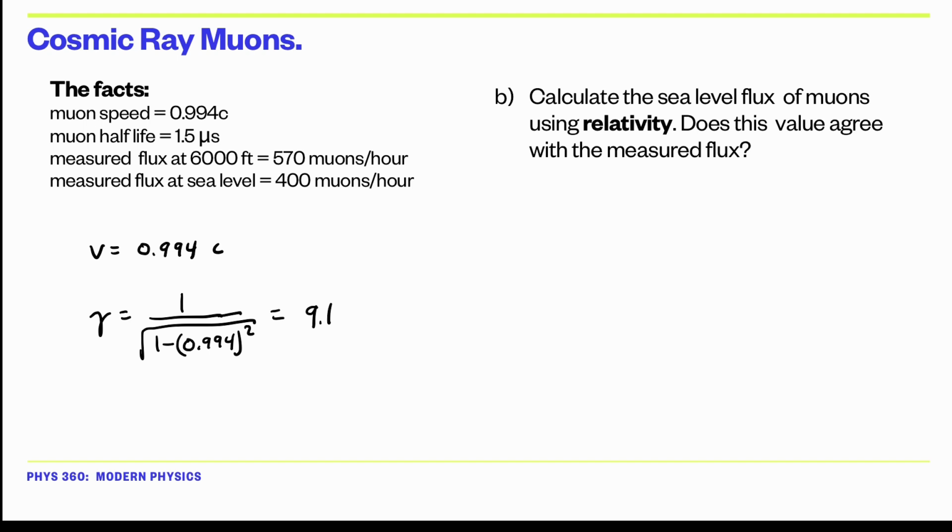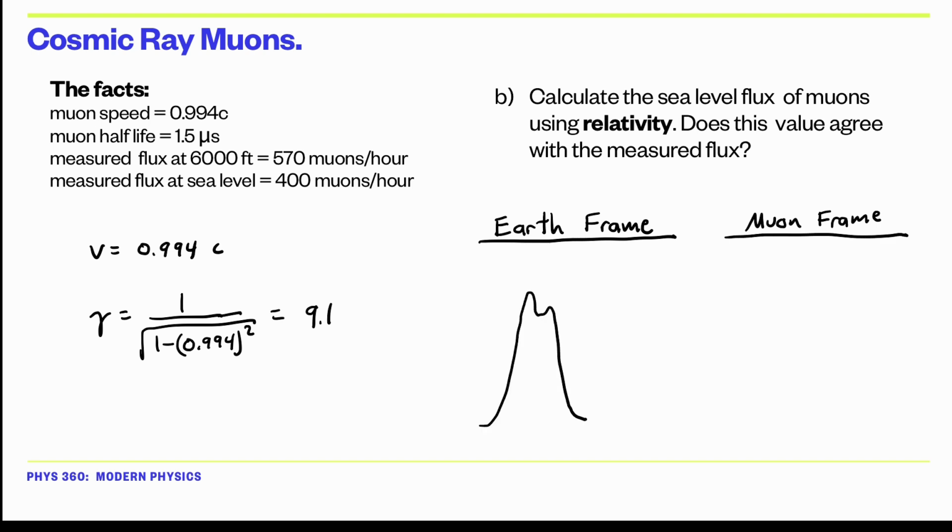Let's consider the experiment from both the Earth frame of rest and the muon frame of rest. In the Earth frame of rest, the muon is traveling downward at a speed of 99.4% the speed of light, and it travels a distance of 6,000 feet from the top of Mount Washington down to sea level.